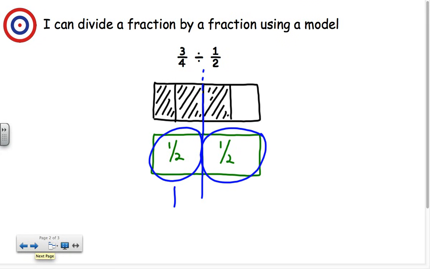But when I look at the other side, I want to make a half size piece, but I can't because I don't have enough. You can see that all I have is this one piece, and that would be one piece out of 2. I would need 2 pieces. So really what I have is 1 out of 2 pieces on the other side. So if I try to find out how many 1/2 size groups I can get out of 3/4, I can get 1 and 1/2.